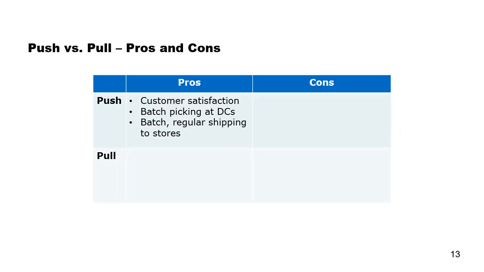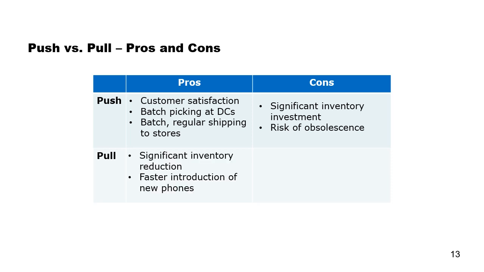Clearly, the advantage of push is that customers do not have to wait, and thus a better satisfaction. Also, batch picking and batch regular shipping to stores save warehousing and shipping costs. The disadvantages are significant inventory investment and the risk of obsolescence. For the pull strategy, the opposite is true.